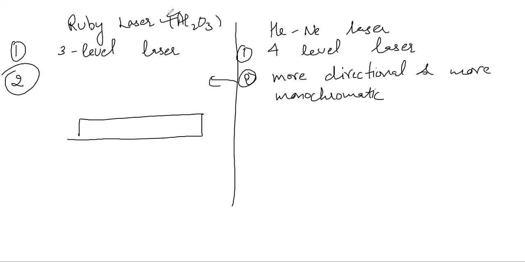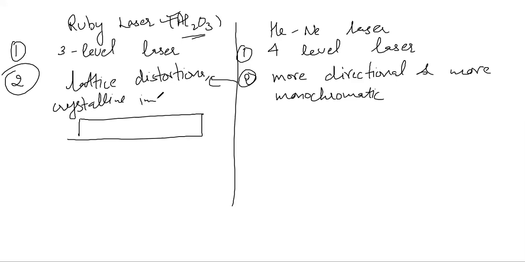There could be, for example, lattice distortions. That means the structure you expect, the bonds that will form between aluminium and oxide, there might be some kind of irregularity in those. You can have crystalline imperfections, etc. And this is not very specific to the ruby laser. This is true for any solid state laser. Any solid state laser you take will have crystals, and crystals usually have a lattice, and that lattice will not be a perfect lattice. And because of that, the light that you are going to get in the case of the ruby laser will not be as directional and as monochromatic as in the case of the helium neon laser.